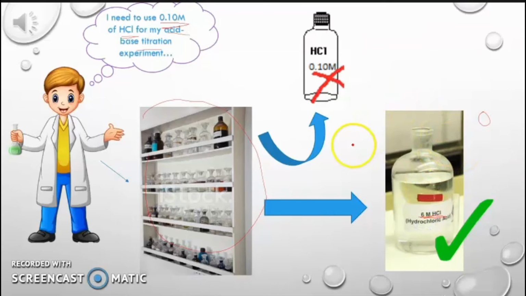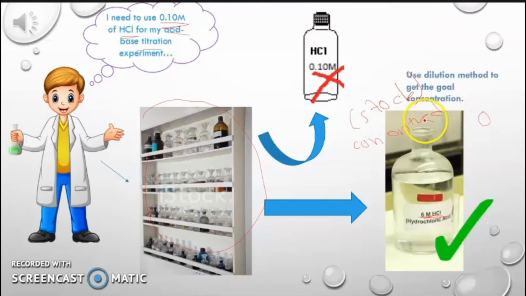This concentrated solution is what we call the stock solution. The stock solution is the solution that the school bought and is readily available in the lab. So what Alex needs to do is to use the dilution method to dilute a small amount of the stock solution to get the goal concentration, in this case, 0.10 molar.